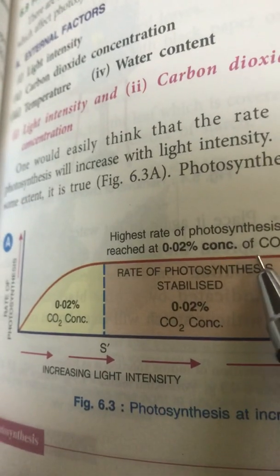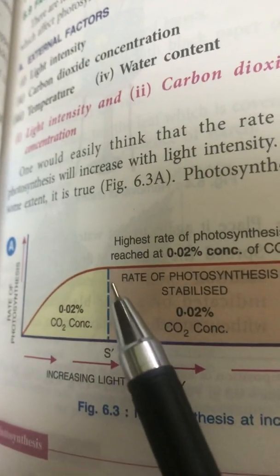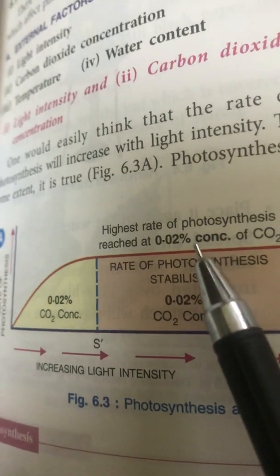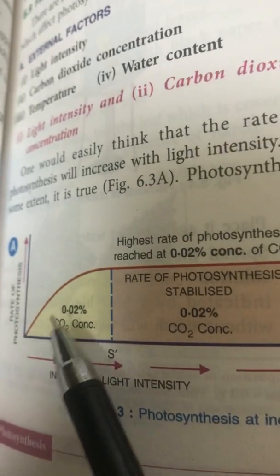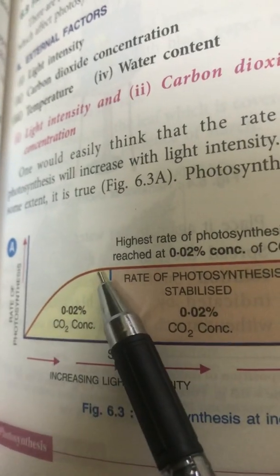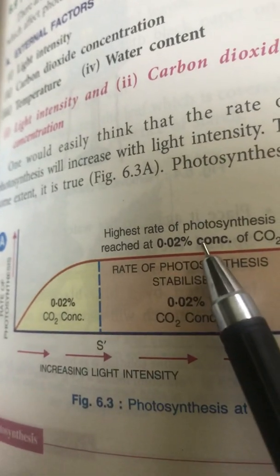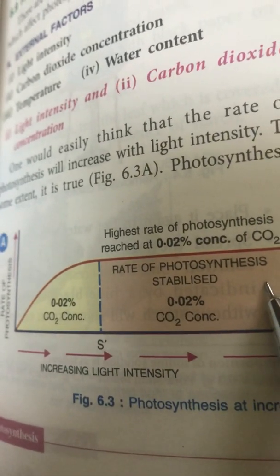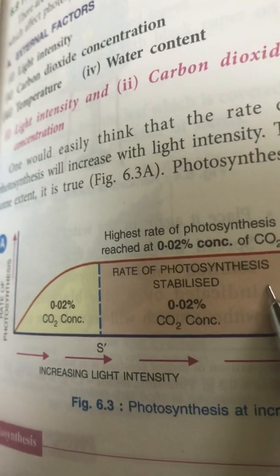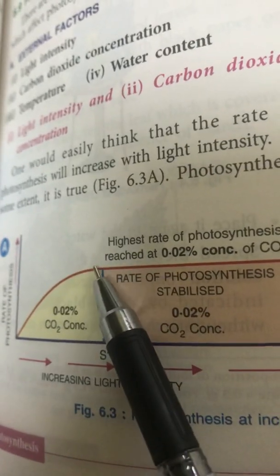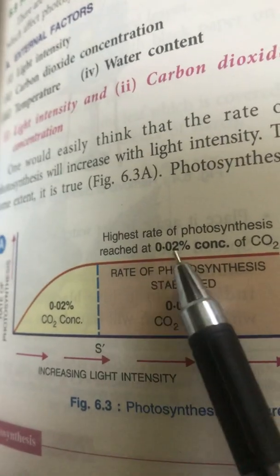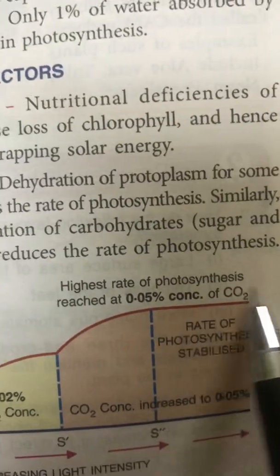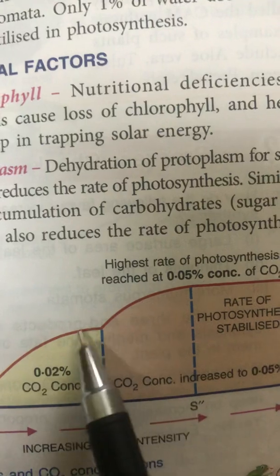Remember, Blackman said that if a process is depending on more factors, then the factor which is in least amount will affect the process. So first you were increasing light intensity, photosynthesis also increased. But then what became the limiting factor, or in little amount? Carbon dioxide concentration. So the rate of photosynthesis stabilized. Now if you want to increase the rate of photosynthesis, you need to increase carbon dioxide percentage from 0.02 to 0.03 to 0.04 and maybe even 0.05. You will again find a rise in the graph.